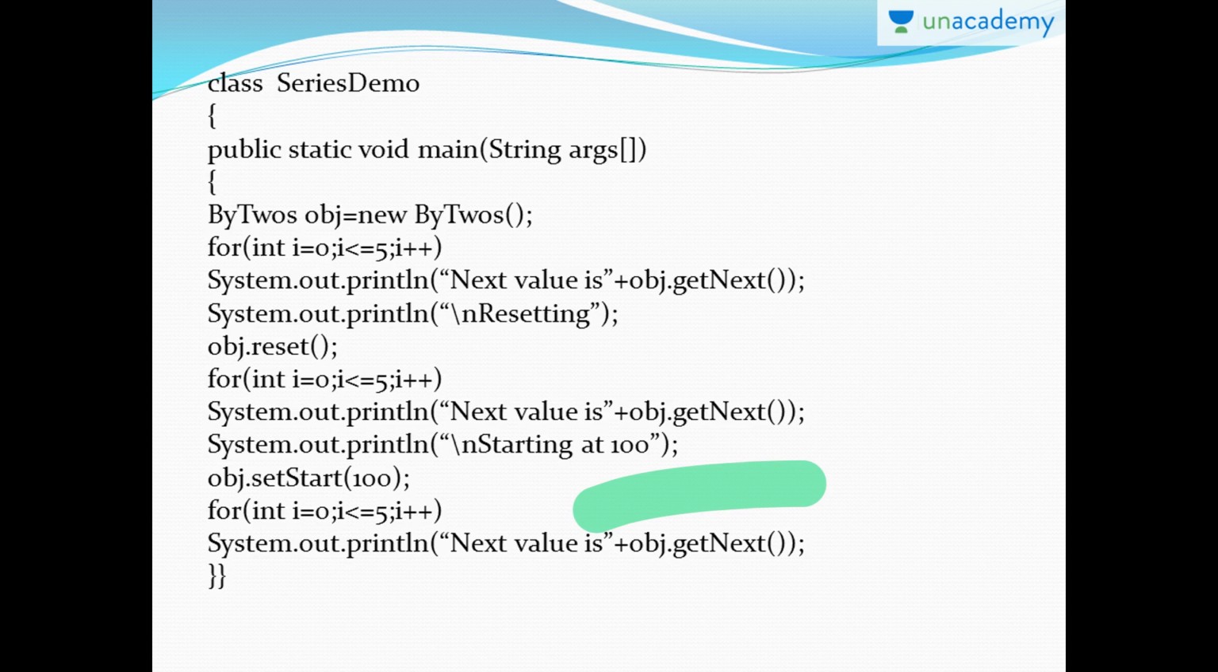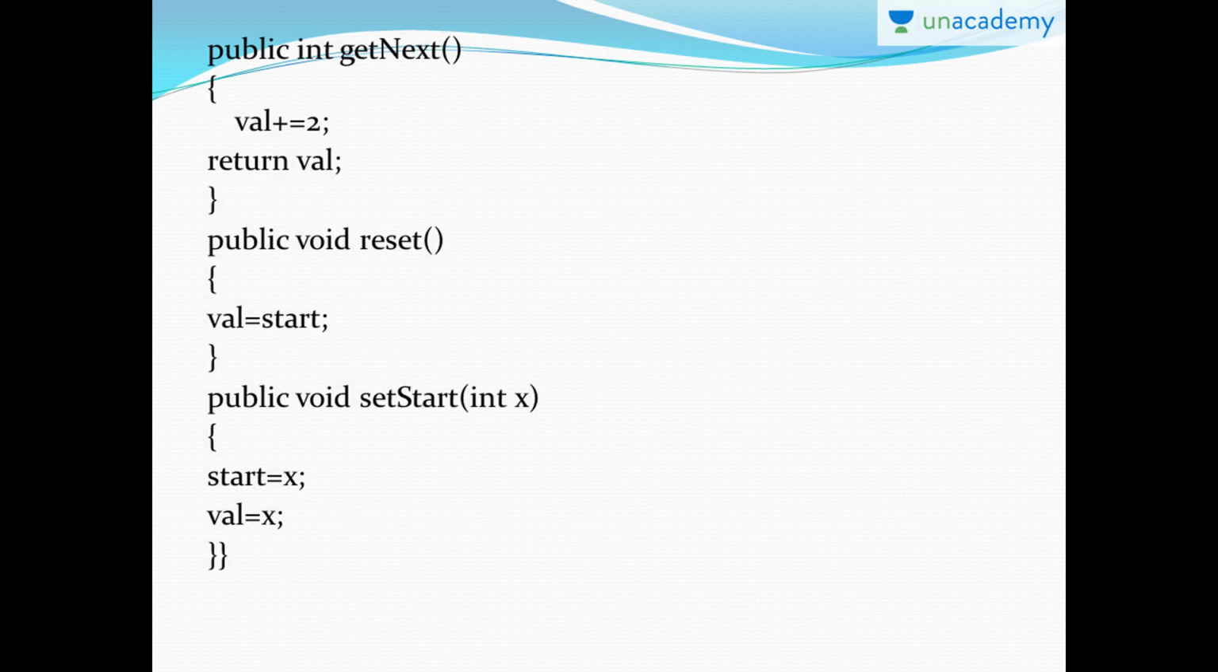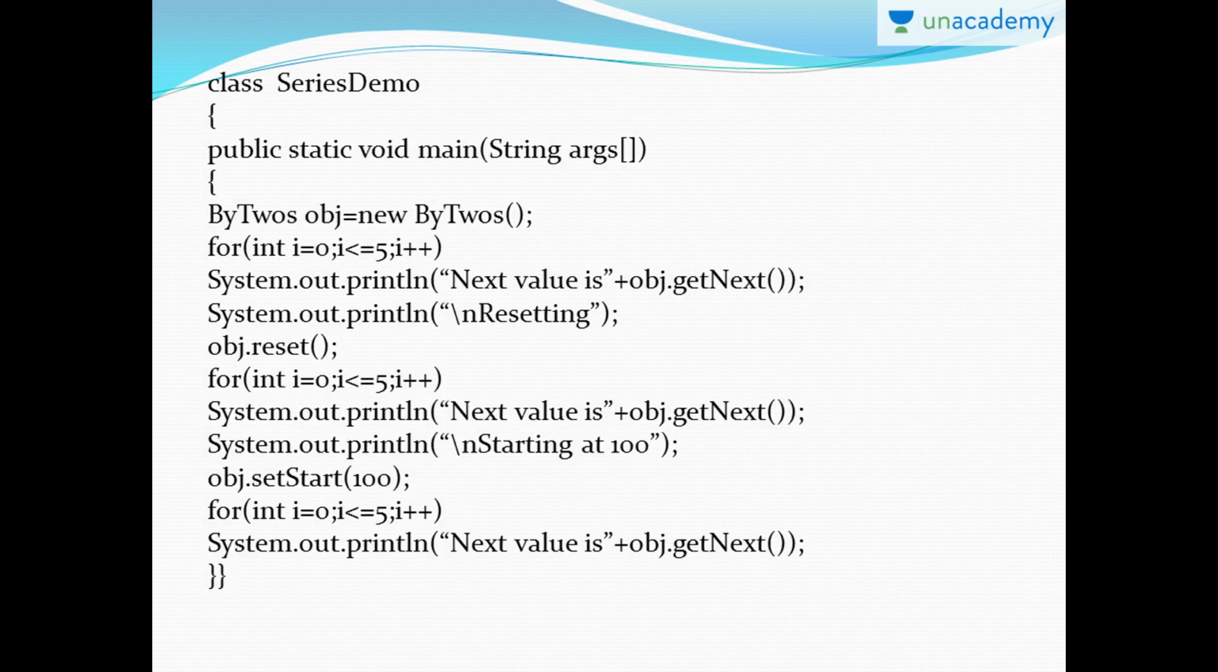Till now we had a series of 2, so now this would be a series of 100. I mean it is still a series of 2 only, but over there we started it from 2. Over here now we are starting it at 100, so obj.setStart as 100. We are setting the start value to 100. So from 100 we get the series again.